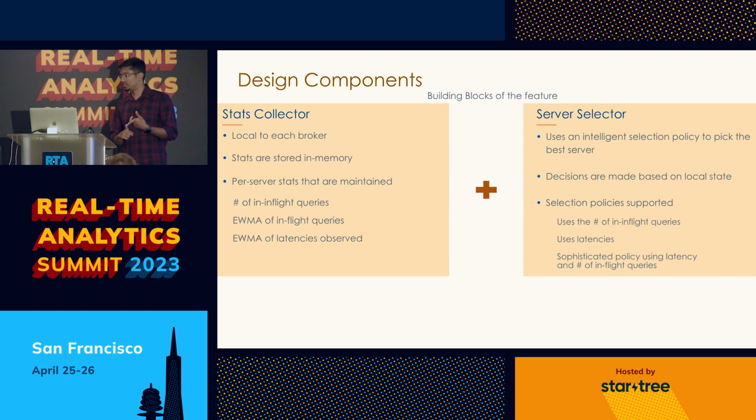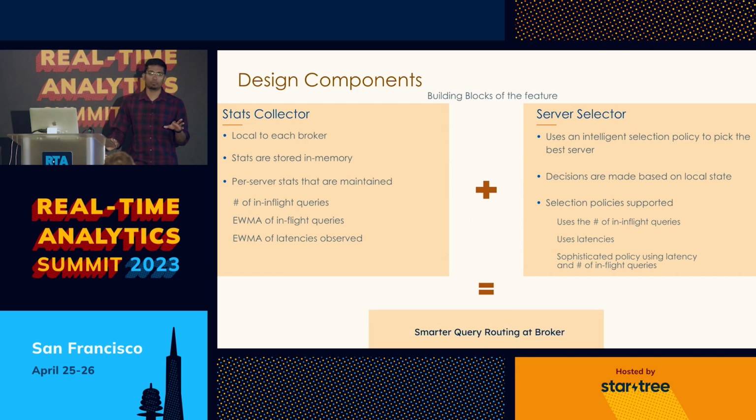The third policy, which we will be covering in our slides to come, is basically more sophisticated. It tries to use both the number of in-flight requests and the latencies. It also has some heuristics baked in, and that is the policy that we will cover in more detail, and that's the one we have deployed in LinkedIn as well. And these two components help the Pinot Broker become much smarter and route queries in a better fashion.